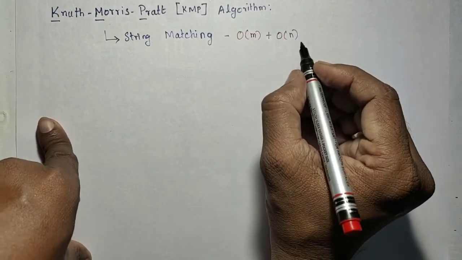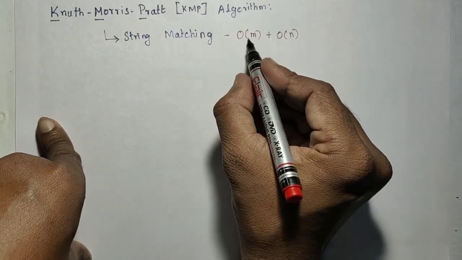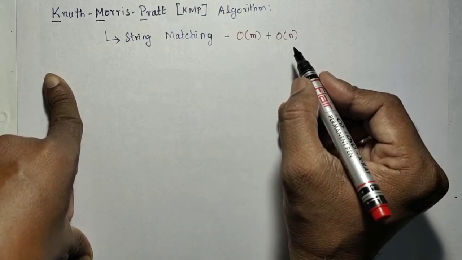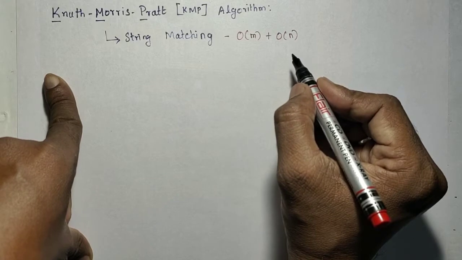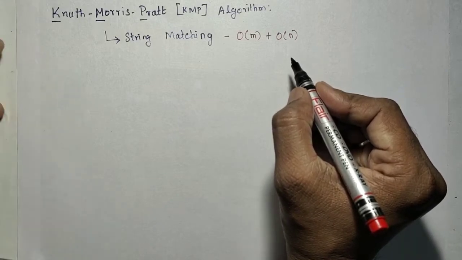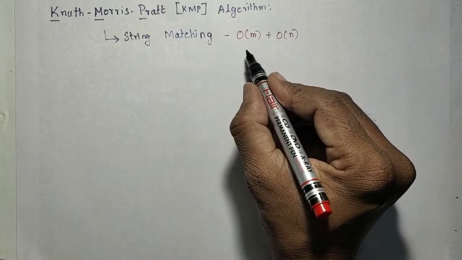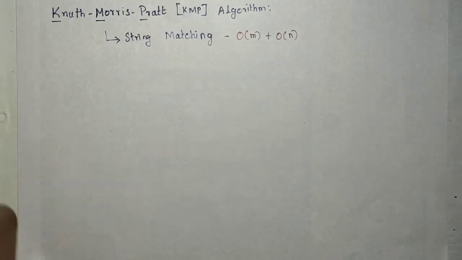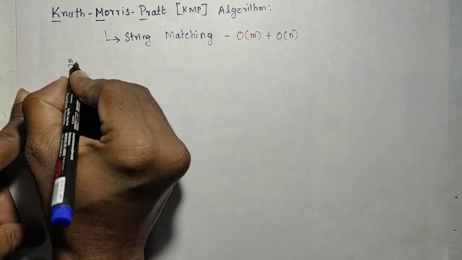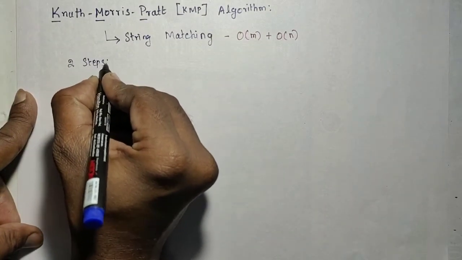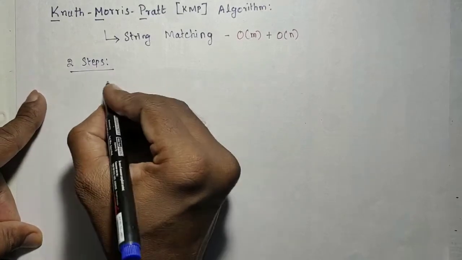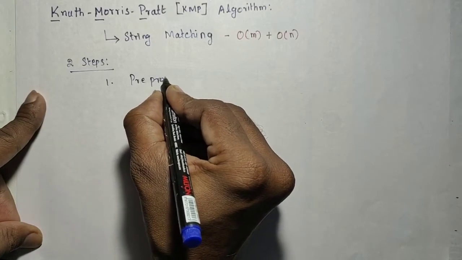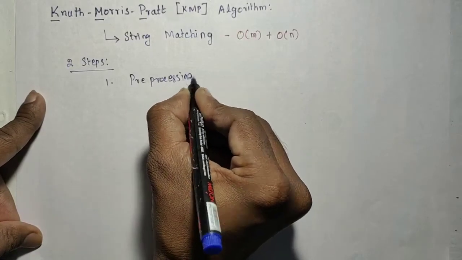Similar to Rabin-Karp, we need an O of M pre-processing. But there the pre-processing is a computation of the equivalent number of the pattern. Here the pre-processing is somewhat different. There are two steps in this algorithm. The one is the pre-processing. Another one is the matching.